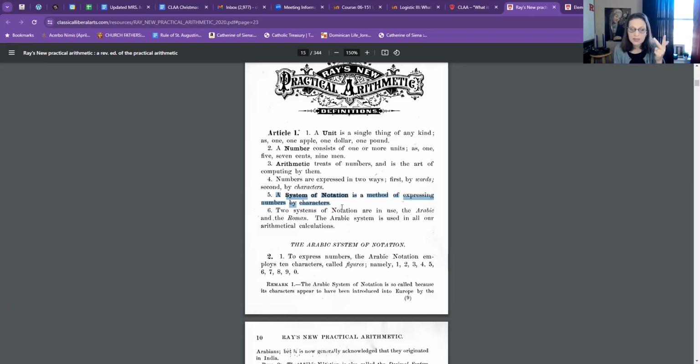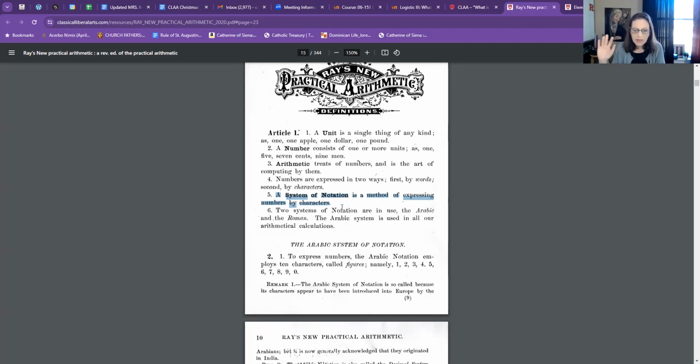A system of notation is a method of expressing numbers by characters. Now close your eyes. I say to you, what is a system of notation? You should be able to say, a system of notation is a method of expressing numbers by characters.